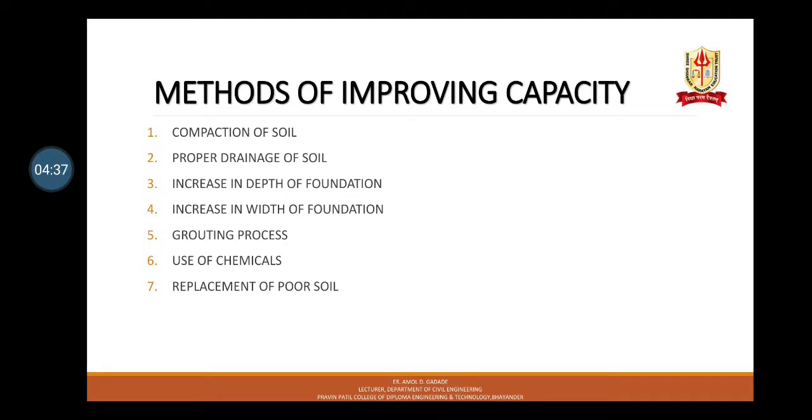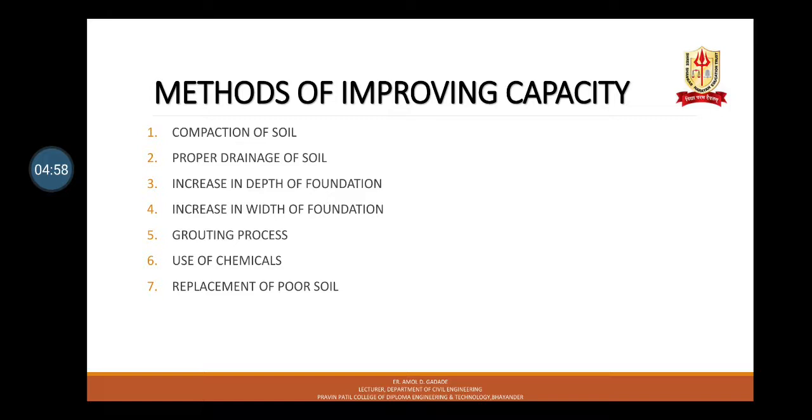Second one is proper drainage of soil. By draining the soil and thereby lowering the groundwater table, bearing capacity can be increased. This method is suitable for coarse grained soil where groundwater table lowering becomes faster due to high permeability.